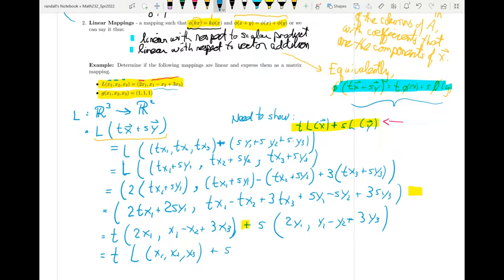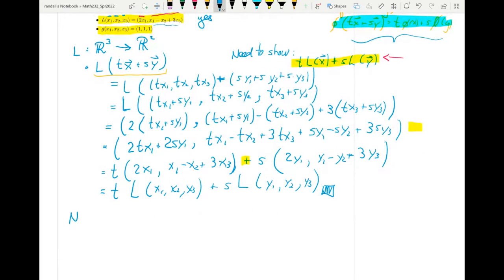And then the second vector can be written as s acting on the vector L of y1, y2, y3, according to the formula up there. Sorry, am I missing a 2? I'm not missing a 2 there. That's just the way it turns out. Good. So we're done. This is where we wanted to go. So tL(x) and sL(y). So that's a proof. So the first one is linear.